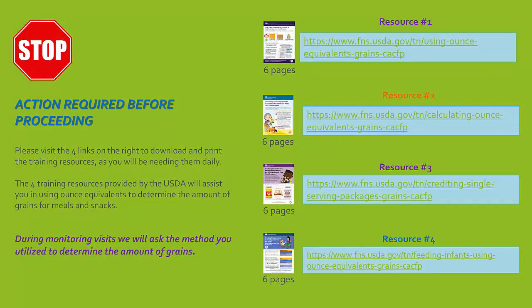Okay, so we're going to go ahead and stop right now because we need you to access these resources. Right now, we're going to go over each resource. We have a total of 4, and each are 6 pages. So please visit the links. I have emailed you a copy of this presentation, and you will be able to click on the links, okay? And during the monitoring visits, we will ask the method you utilize to determine the amount of grain. So please make sure to print all 4 resources. Once again, they're all 6 pages.